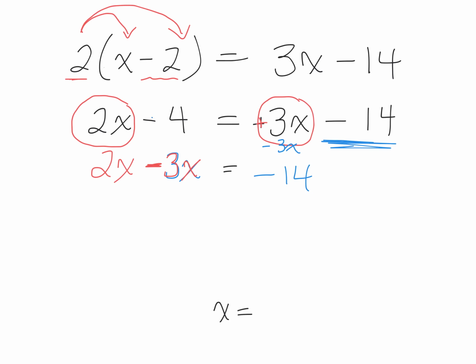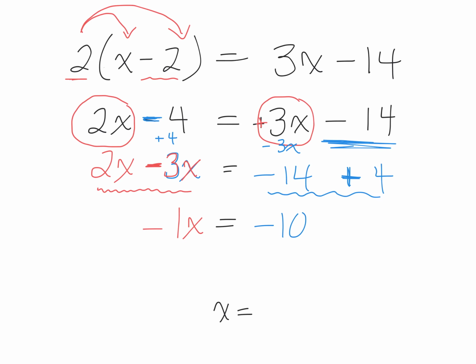But what do I need to do with this -4? I have to get rid of it by doing what? What's the opposite of take away 4? +4. So what do I have to do on the right side? +4. So this -4 becomes +4 on the right side. All we need to do now, looking here please, is we need to simplify. Now that we have all our like terms together, can I simplify this? It's 2x take away 3x. -1x. What's -14 plus 4? Done. Good.